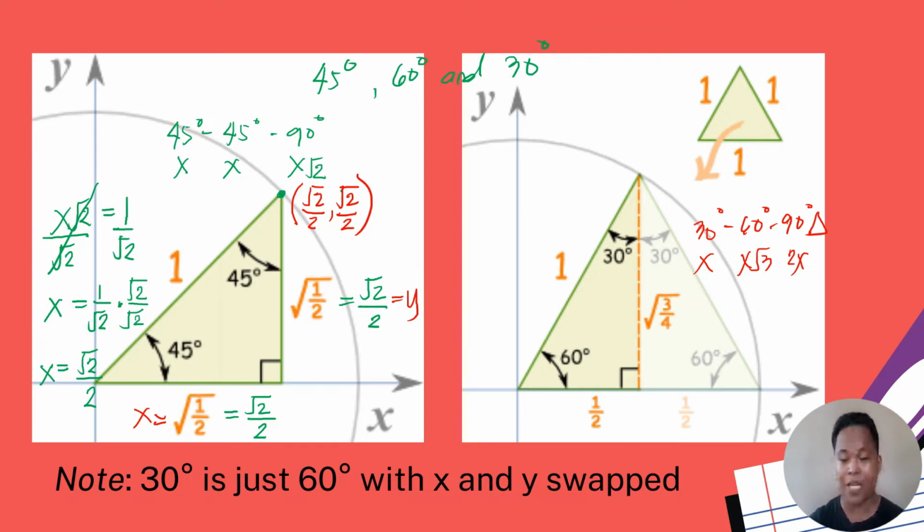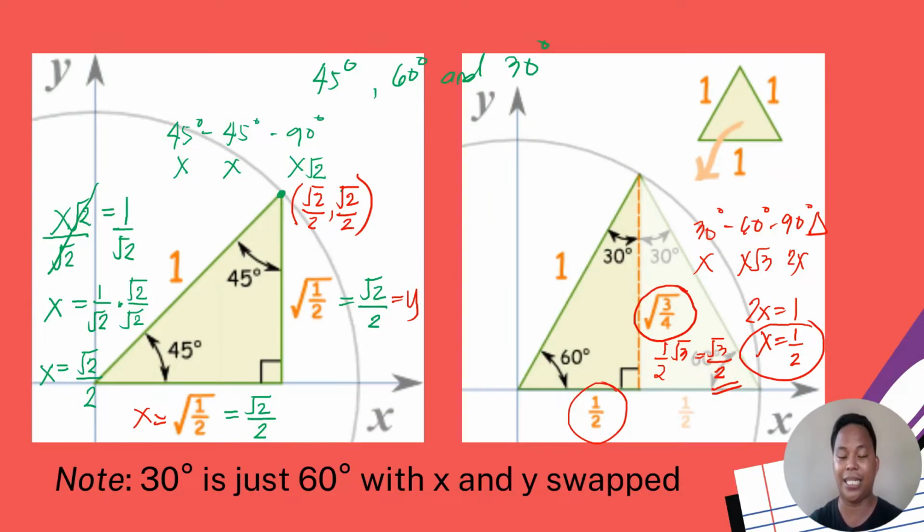Since the length of the hypotenuse is 1, we can find the length of the side opposite 30 degrees, which is equal to 1 half. Since 2x is equal to 1 and x is equal to 1 over 2. And the side opposite 60 degrees will be equal to 1 half times square root of 3 or square root of 3 over 2. The coordinates of the 60-degree angle is 1 half and square root of 3 over 2. Since this is the value of x and this is the value of y.